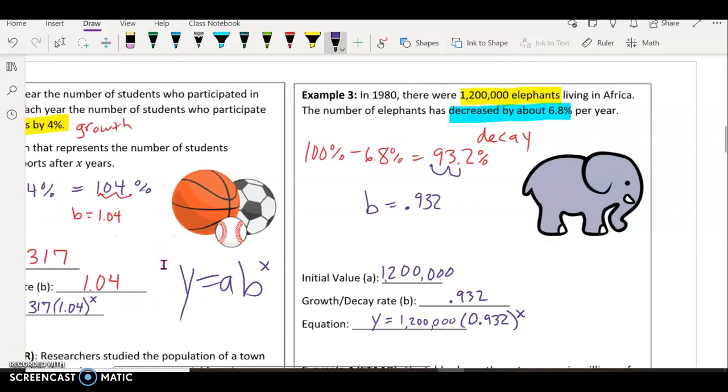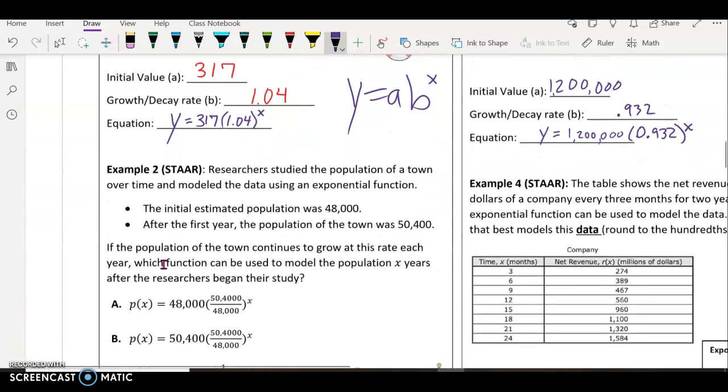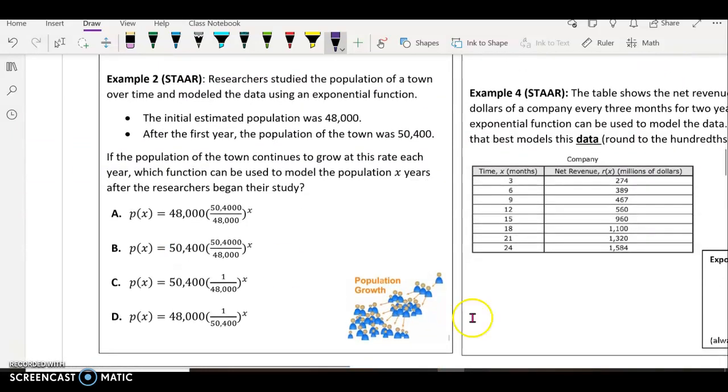All right, let's go ahead and look at example 2. Now these were actual STAR questions, so let's have a look at them together. This one I believe was on the STAR test just last year. Researchers were studying the population of a town over time, and they modeled data using an exponential function. They gave us some very important information right here.